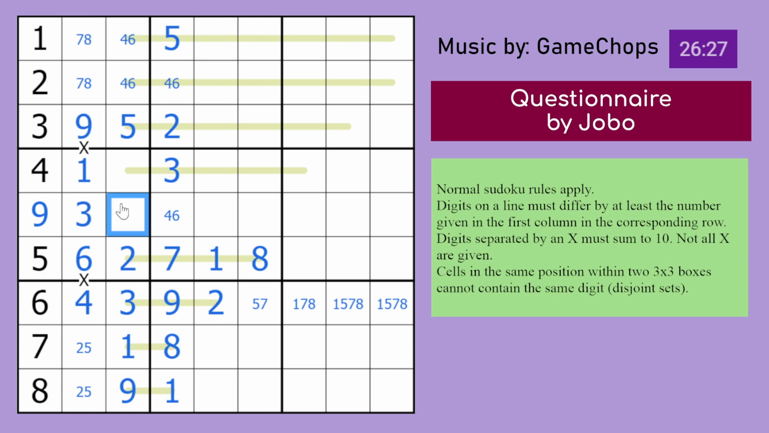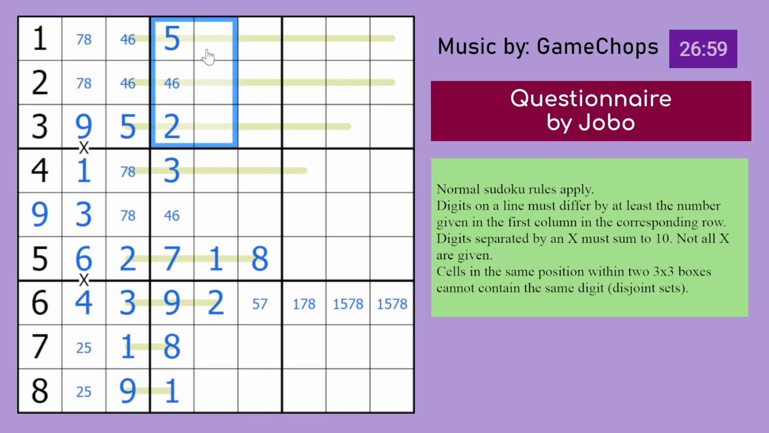Cool. Here we have 7 and 8, I think. And these must differ by... Oh, so any digit here would work with the 3, unless there's some disjoint set I'm not seeing. No, I don't think there is any disjoint set I'm not seeing. So this could be either, because 3 is in fact 4 away from both 7 and 8. Okay.